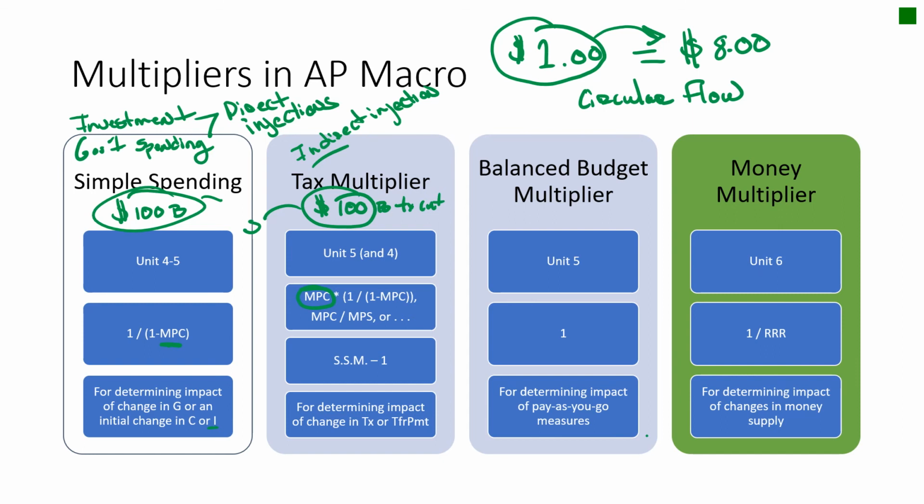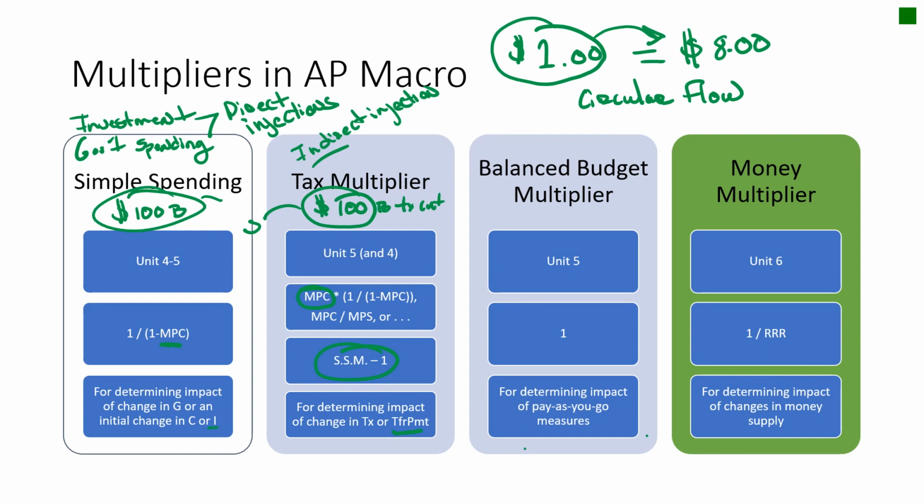So in order to find that, you can do some complicated math, 1 over 1 minus the MPC divided by X, whatever, or you can just know that the tax multiplier is always 1 less than the simple spending multiplier, right? So I could go through the math, or you could just know the SSM minus 1 equals your tax multiplier.